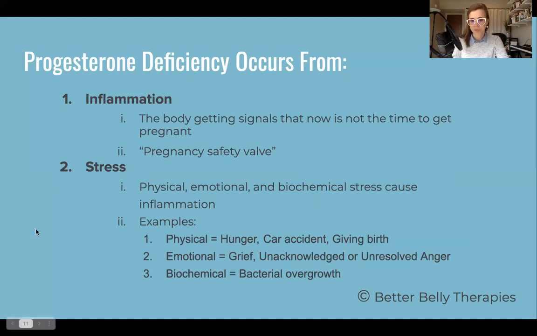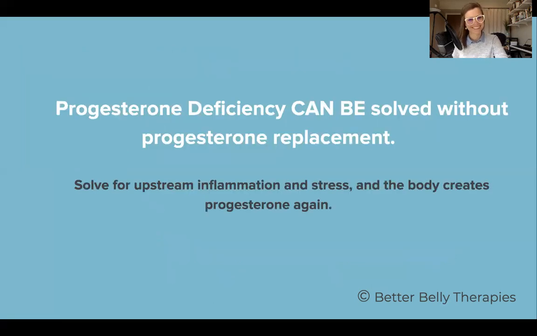So physical, emotional, and biochemical stress cause inflammation. And some examples: physical stress include hunger, a car accident, or giving birth. Emotional stress might include grief, unacknowledged or unresolved anger. And then biochemical stressors would be like bacterial overgrowth, parasites, pathogens that we find. That's why we look at all of these things.